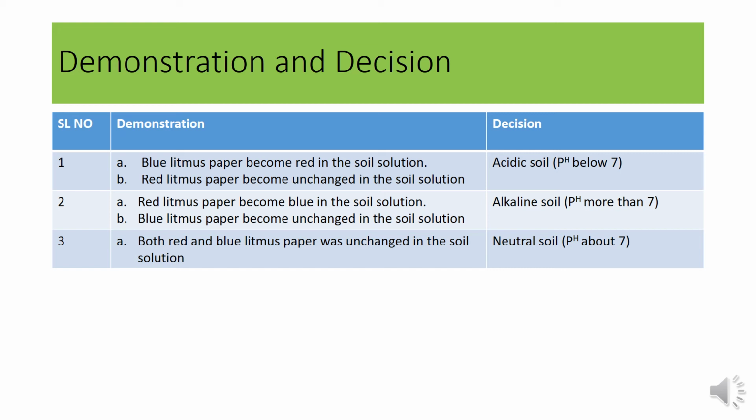Point 2. Red litmus paper becomes blue in the soil solution and blue litmus paper remains unchanged in the soil solution. Then the decision will be this soil is an alkaline soil and its pH is more than 7. Point 3. Both red and blue litmus paper were unchanged in the soil solution, then the decision will be this soil is a neutral soil and its pH is 7.